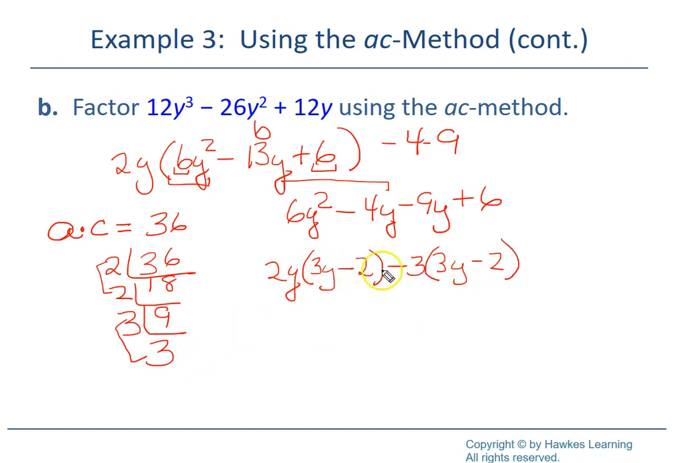Again, you're using that technique we had a little earlier, factoring by grouping. So now we can get 2y minus 3. I'm doing it my way, and then this, 3y minus 2. Now if you FOIL this, this all checks out.